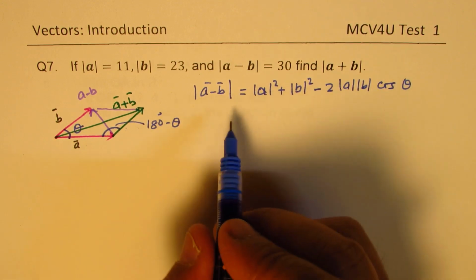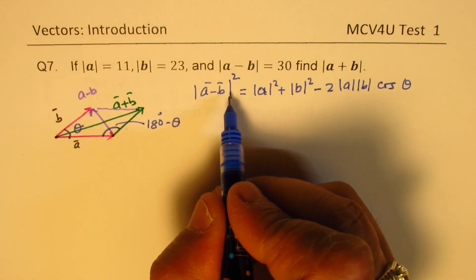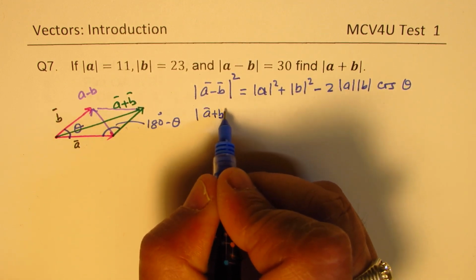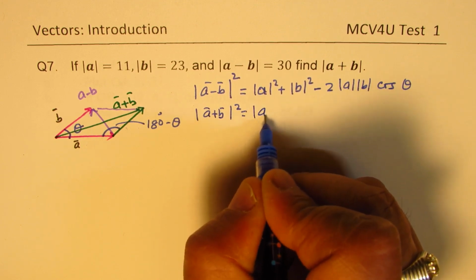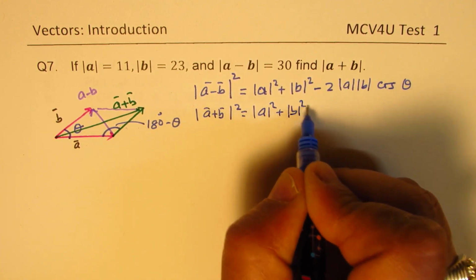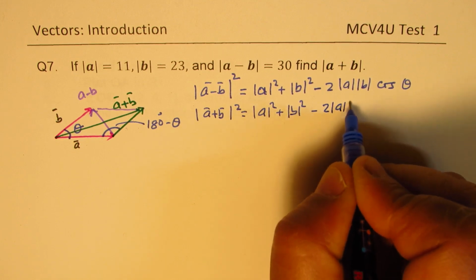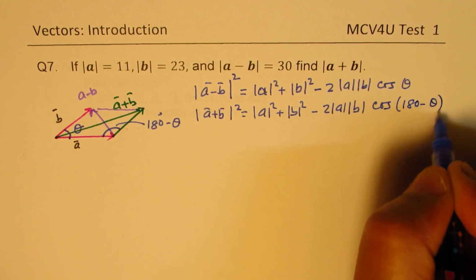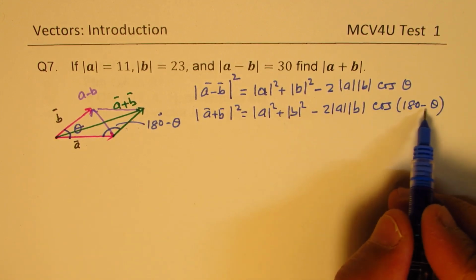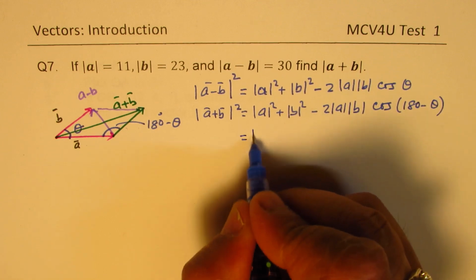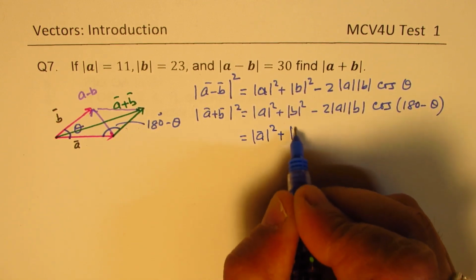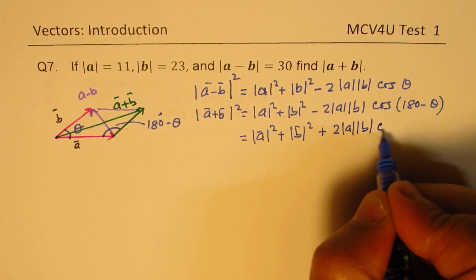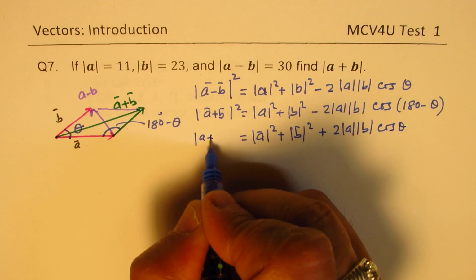That is going to be the square of this. On the other hand, the square of magnitude of A plus B will be magnitude of A square plus magnitude of B square minus 2 magnitude of A times magnitude of B times cos of 180 minus theta. Now cos of 180 minus theta is minus cos theta, so this could be written as magnitude of A square plus magnitude of B square plus twice magnitude of A magnitude of B cos of theta, correct?